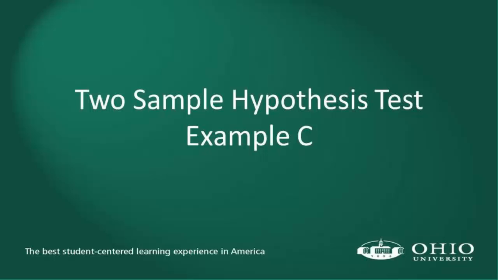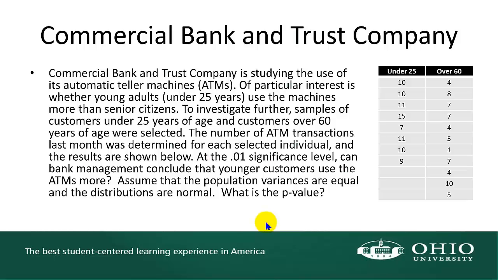Okay, in this video, I want to show you a problem-solving technique involving two sample hypothesis tests. Let's go ahead and look at an example problem here. We have a commercial bank and a trust company. The commercial bank and trust company is studying the use of the automatic teller machines, ATMs of course. Of particular interest is whether young adults under 25 years of age use machines more than senior citizens.